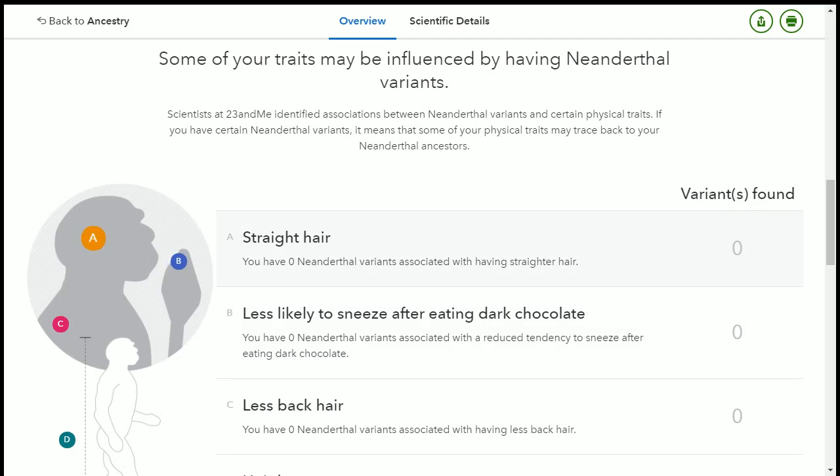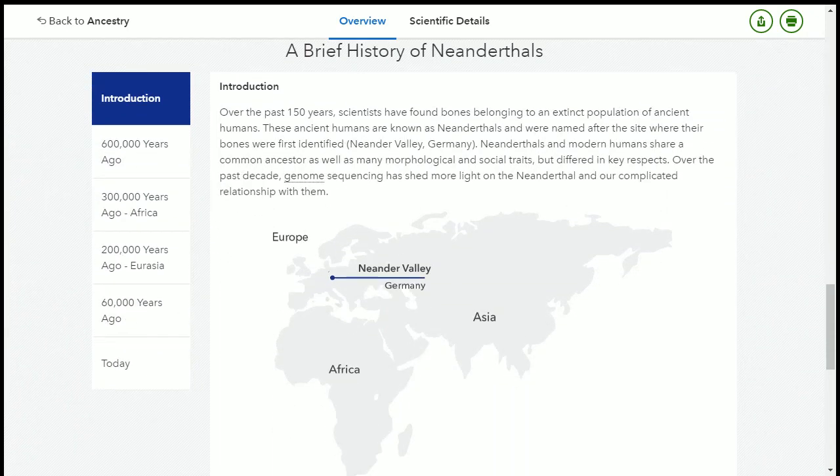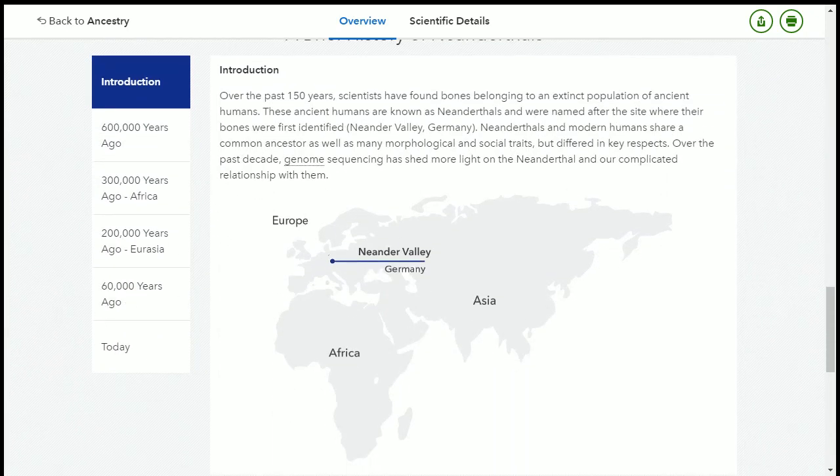Yep, I don't have straight hair. That tells you what the variants are. Less likely to sneeze after eating dark chocolate. Now I can eat chocolate all day. I have no back hair, if any body hair at all. And height, let me see, you have 0 Neanderthal variants associated with your height. And this is the brief introduction. I won't read it out.